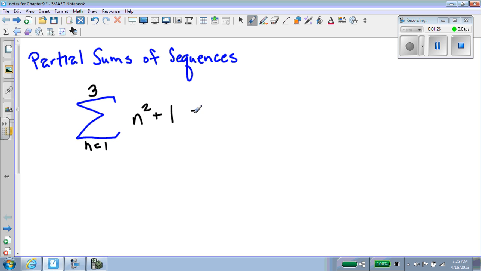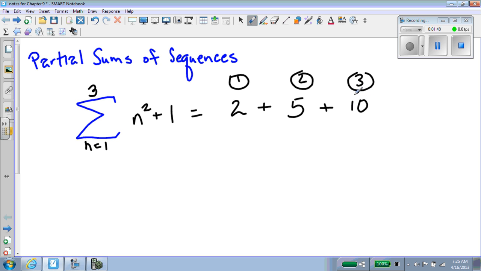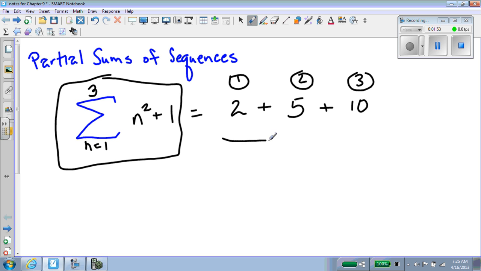And so that would mean, sometimes I like to write them. n is going to be 1, and then 2, and then 3, because 1 to 3, 1, 2, 3. And then I plug them in. 1 squared is 1, plus 1 is 2, plus 2 squared is 4, plus 1 is 5, plus 3 squared is 9, plus 1 is 10. So this notation is asking for this work to be done, and that would make 17. So the answer would be 17.